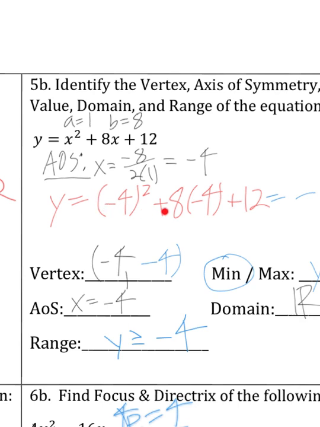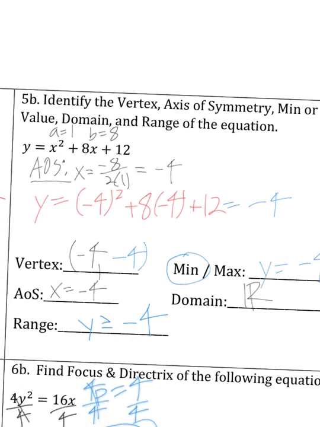Negative 4 squared plus 8 times negative 4 plus 12. That'll give you your y answer, which will also turn out to be negative 4. So my vertex is at negative 4, negative 4. My axis of symmetry was negative 4, x equals negative 4. My y value was negative 4.